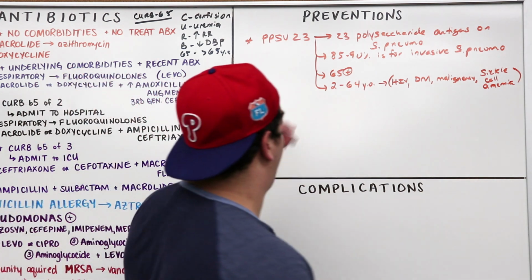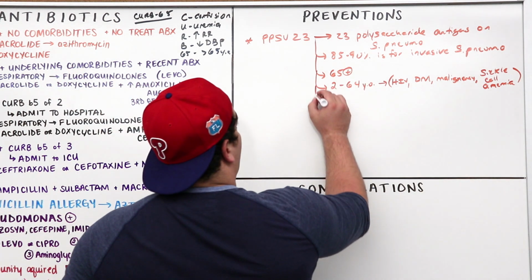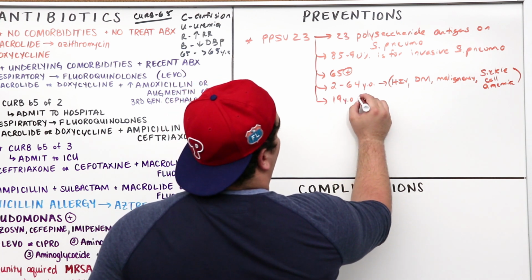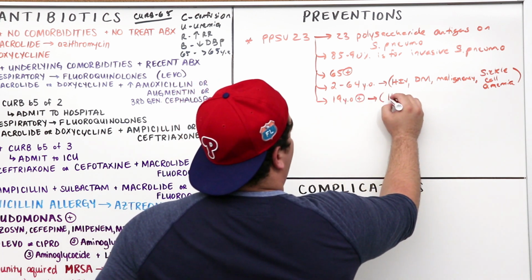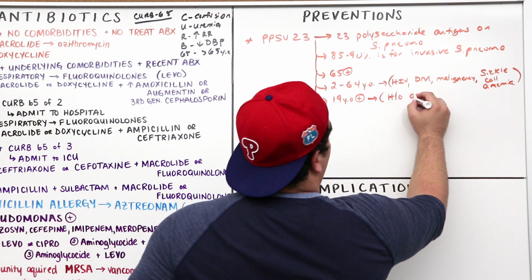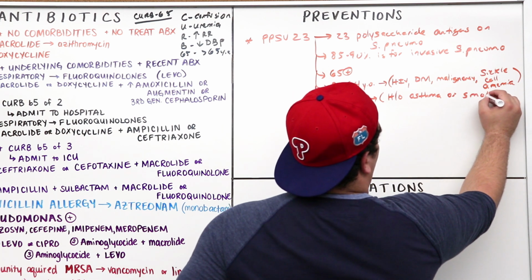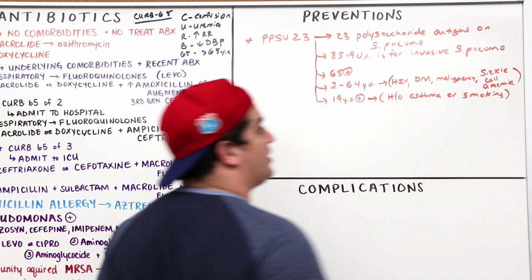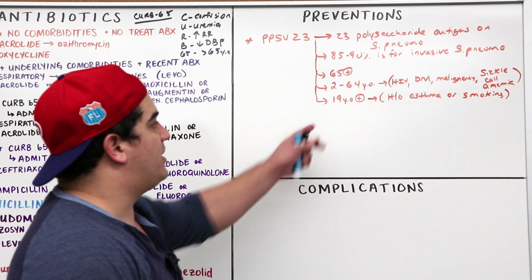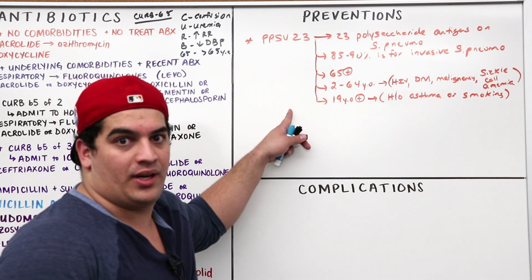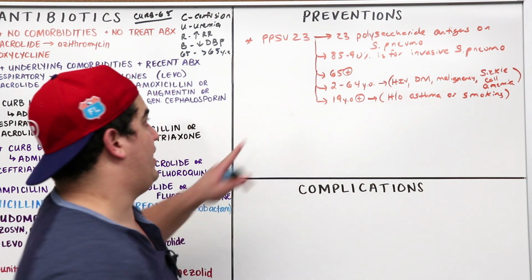Another time that you'd want to give this pneumococcal vaccine is if they are 19 years old and have a history of asthma or smoking. This puts them at a higher risk of developing some type of situation like pneumonia. Now, with PPSV23, you can give it in these situations here, right? There is another one that we can give.